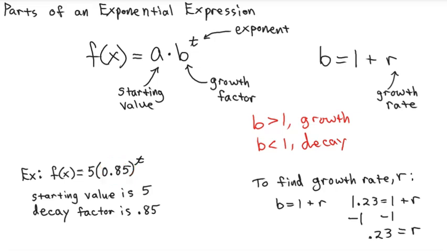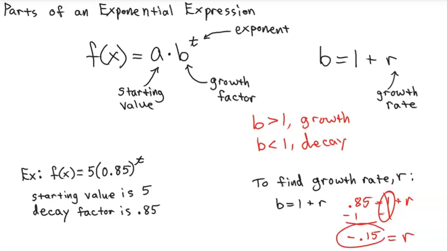And then if we want to find the growth rate r, we're going to have to do some algebra. We're going to set up b equals 1 plus r. So in this case, 0.85 is equal to 1 plus r. We're going to subtract 1, and this is going to cancel. And 0.85 minus 1 is negative 0.15. And so that is r. So the growth rate is actually a negative growth rate, and that's what makes it a decay. We have negative growth, so it's negative 0.15.